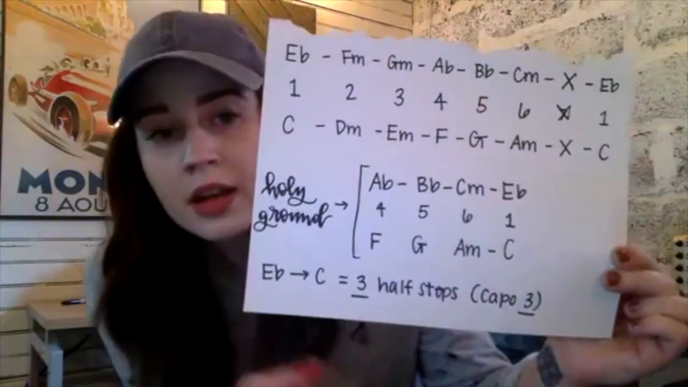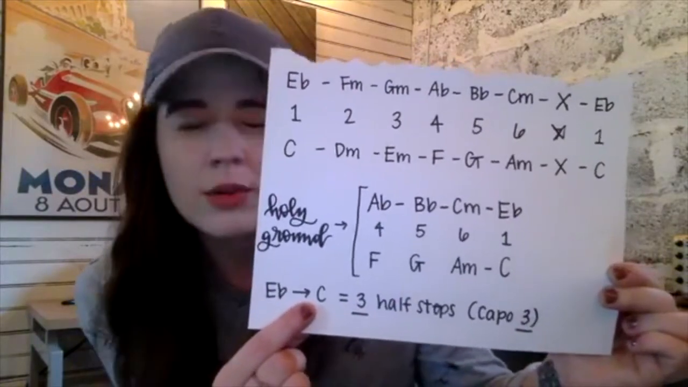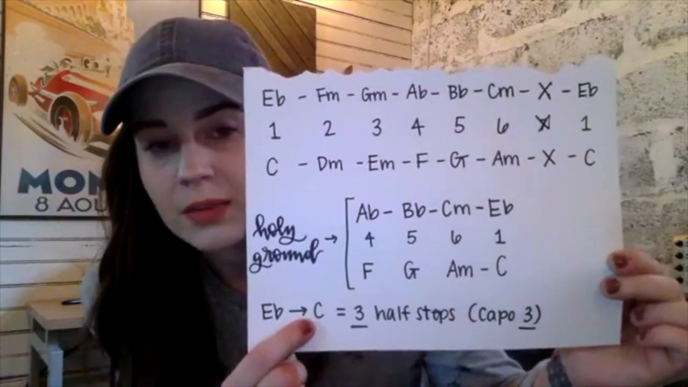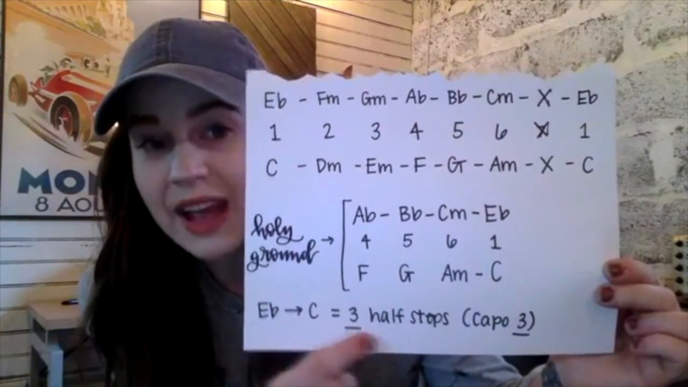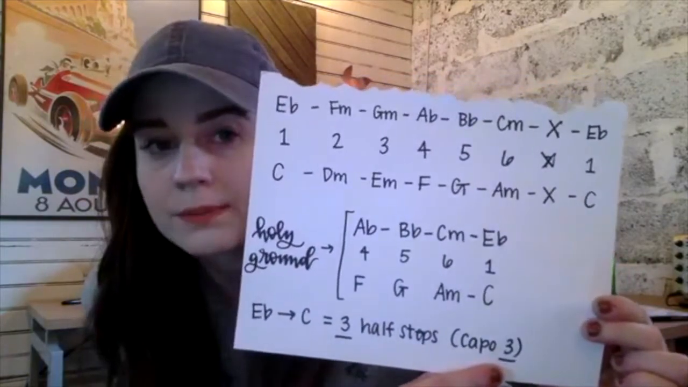So again, just remembering that for E flat, I'm thinking downward. What's the closest one that I can play? It's C. If I'm thinking downward, that is 3 half steps. So I'm also playing the song with capo 3.